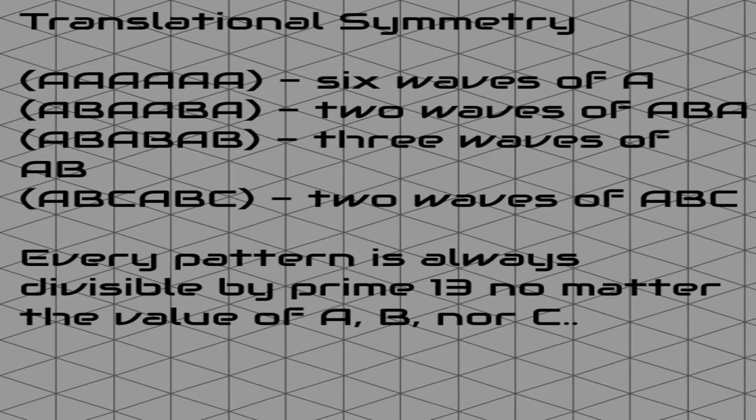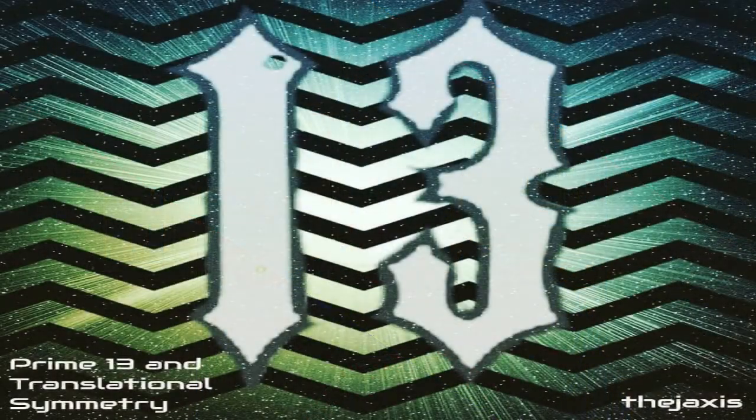As we're looking at these patterns, we can see that they're moving in waves, or they're moving in cycles. Some of them are 2 cycles of 3, or 6 cycles of 1, apologies. And they're all conveying translational symmetry in the same way that the last patterns were conveying reflectional symmetry. And all of these patterns are always divisible by prime 13, no matter the value of A, B, nor C. That's why I think that prime 13 is the governor of translational symmetry within math and geometry.